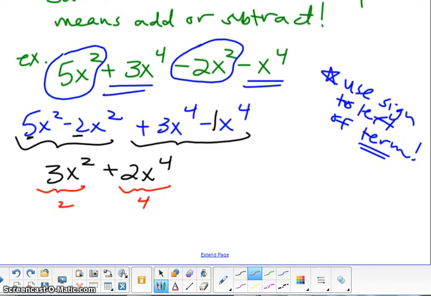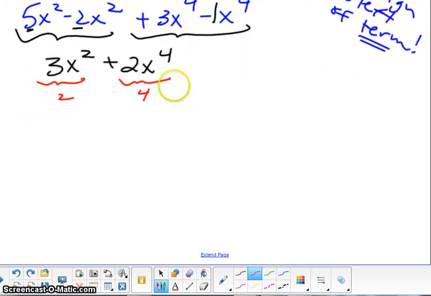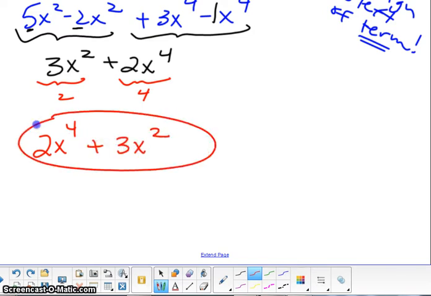So, to be a formal answer, you would take the highest degree and put the answer in decreasing order. So you will see this a lot when you are checking your answers, where the highest degree is going to come first and then it goes in decreasing order. So that would be your final answer. Okay, so let's try another one.